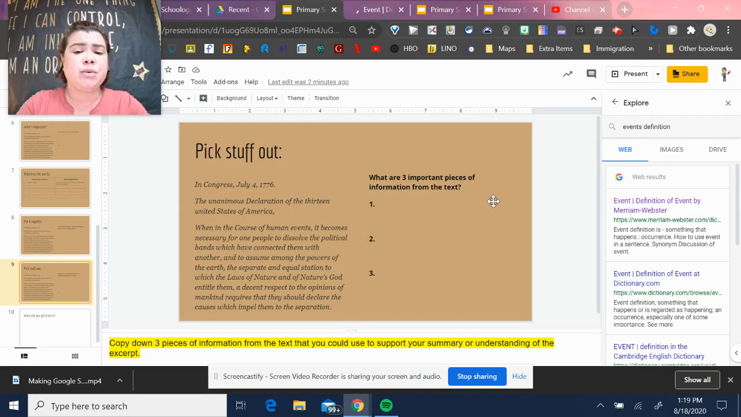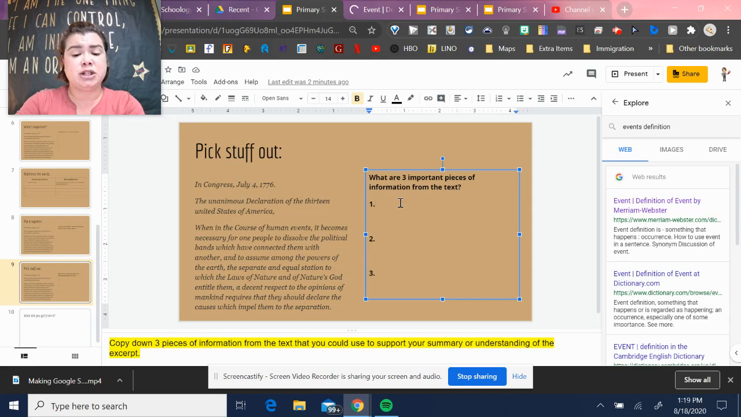So when we pick stuff out, you're going to pick out 3 important pieces of information from the text. You're going to read this and you're going to say, okay, this is important. I want to have that for some type of reference. So when I look at this, I might say, oh, he's saying course of human events, it becomes necessary for one people to dissolve the political bands. So sometimes it's necessary for people to dissolve the political bands. That might be something that I put here. It doesn't have to be the complete sentence. It could just be a fragment of the sentence.